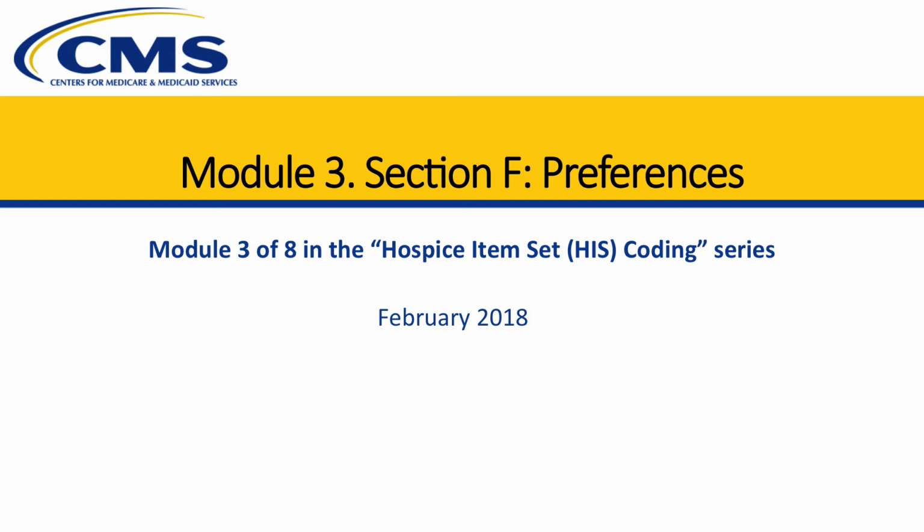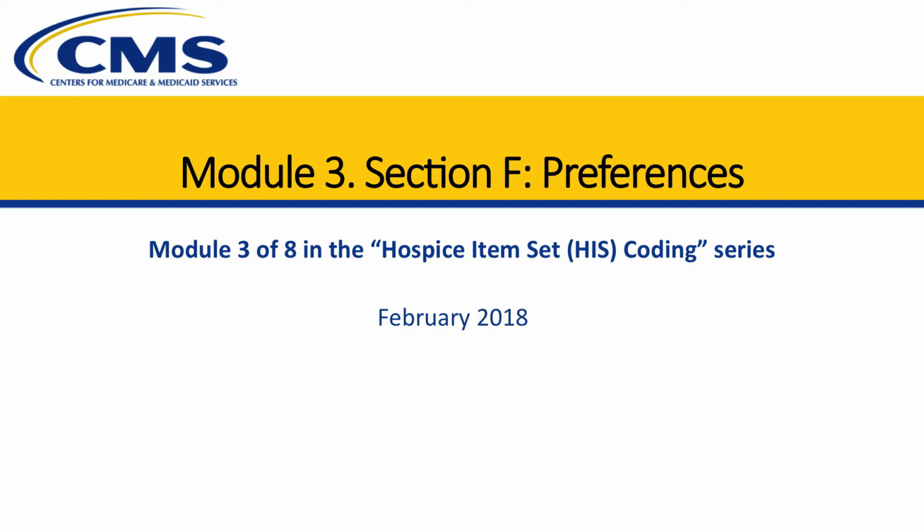Welcome to the Centers for Medicare and Medicaid Services module, the HIS, Section F, Preferences. This module will introduce learners to the HIS Section F, Preferences, which includes items F2000, CPR Preference, F2100, Other Life-Sustaining Treatment Preferences, F2200, Hospitalization Preferences, and F3000, Spiritual Existential Concerns.